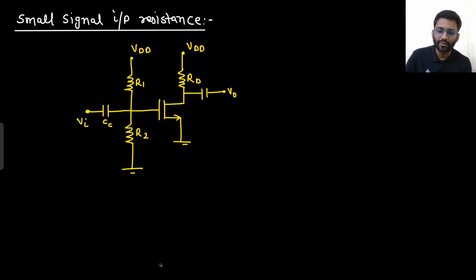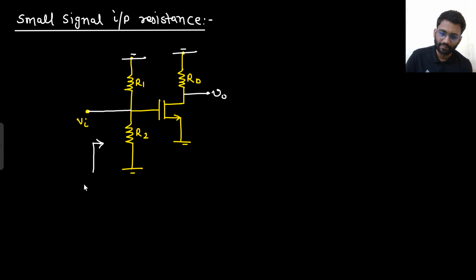What will be the small signal input resistance? What will happen to this? This will be completely shorted. VDD will be gone because we are doing the small signal analysis, and this V0 will be here. Here you need to calculate the resistance. From this node to ground, what do you see? This node is Vin only. From Vin to ground you see R1, and you also see R2.